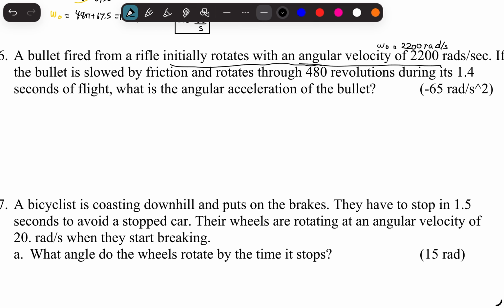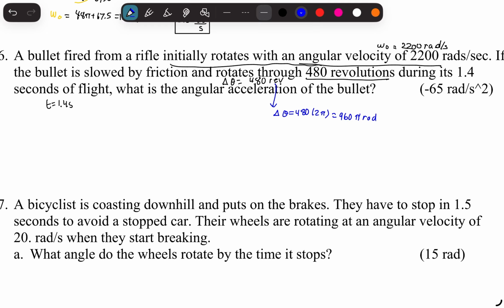And we also know that our angular displacement is going to be equal to 480 revs during 1.4 seconds of flight. So that means that we know that our time interval is equal to 1.4 seconds. So now what do we have to do? Well, we need to get it in radians. So what do we have that's not in radians? This is not in radians. So this is going to be delta theta is equal to 480 times 2 pi. And that's going to equal 960 pi radians.